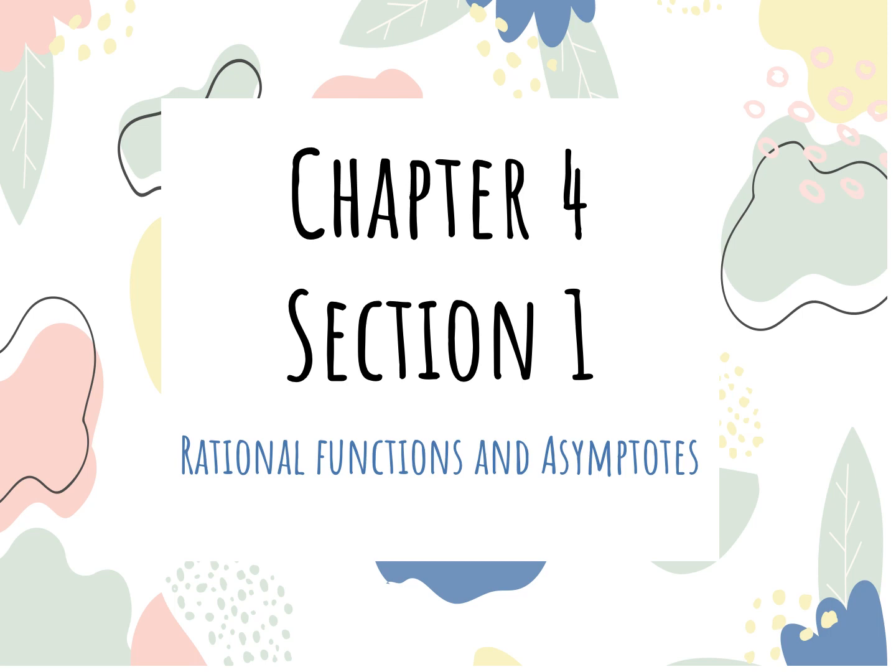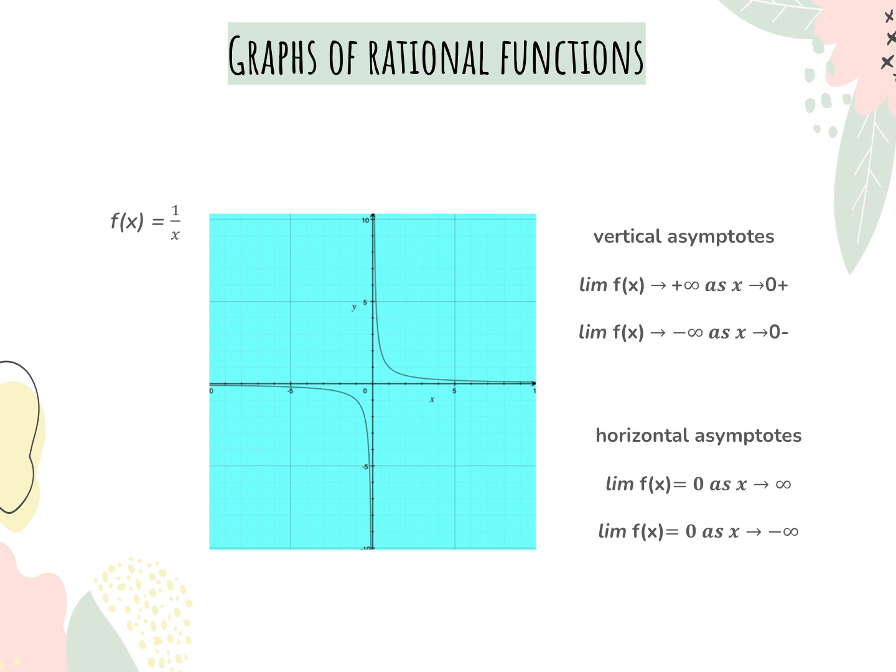Okay, so today we're going to cover Chapter 4, Section 1. Today we're going to be looking at rational functions and asymptotes. So the graph of a rational function, again, remember, rational is just, in other words, we're going to be looking at functions that are fractions.